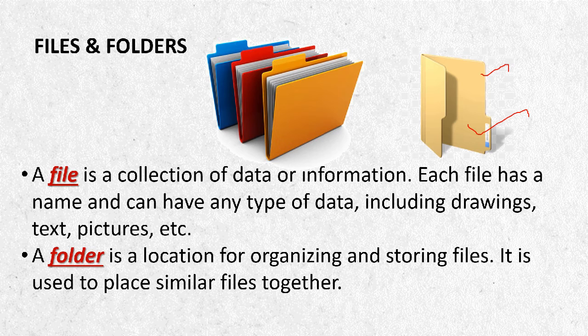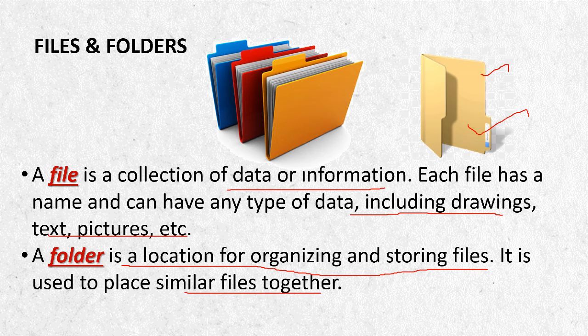So what is a file? A file is a collection of data or information. Each file has a name and can have any type of data, including drawings, text, pictures. It may be a picture or video file, whatever it may be. So what is a folder? A folder is a location for organizing and storing files. It is used to place similar files together.